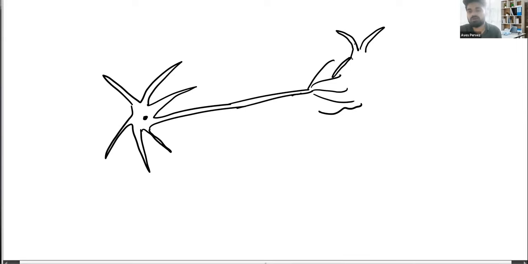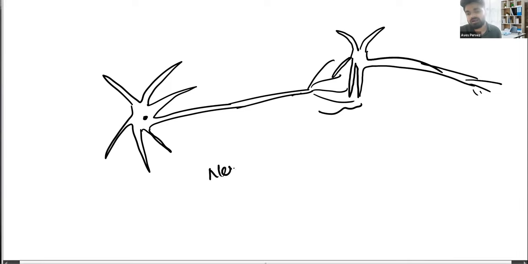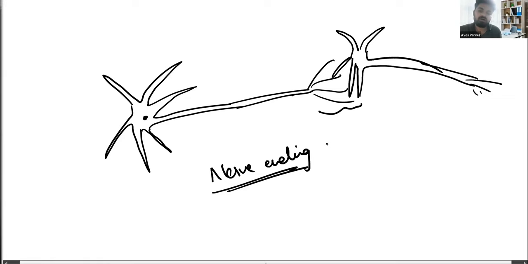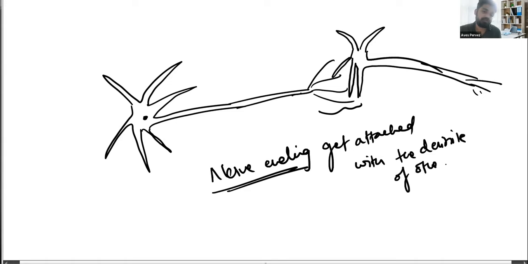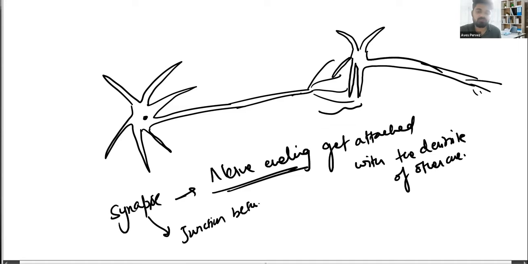And what do we call this? So this is another neuron they're getting. So the nerve ending of the first one gets joined, means gets attached, with the dendrites of the other one. So if I talk about this one, this is called synapse. Synapse is the junction between two neurons. Okay, you understood? Note it down.